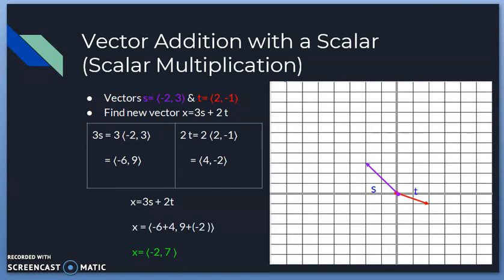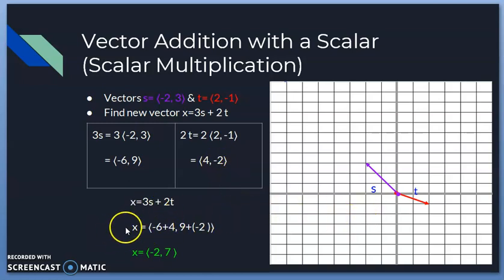So we're going to now do vector addition with a scalar. We have vectors s and t. s is -2, 3. t is 2, -1. And we're going to find the new vector x, which is equal to 3s plus 2t. Again, we have a scalar of 3 for vector s and a scalar of 2 for vector t. So let's multiply each of these vectors by their respective scalar. 3s would be 3 times -2, -6, and 3 times 3, which is 9. And 2t, which is 2 times 2, which is 4, and 2 times -1 is -2.